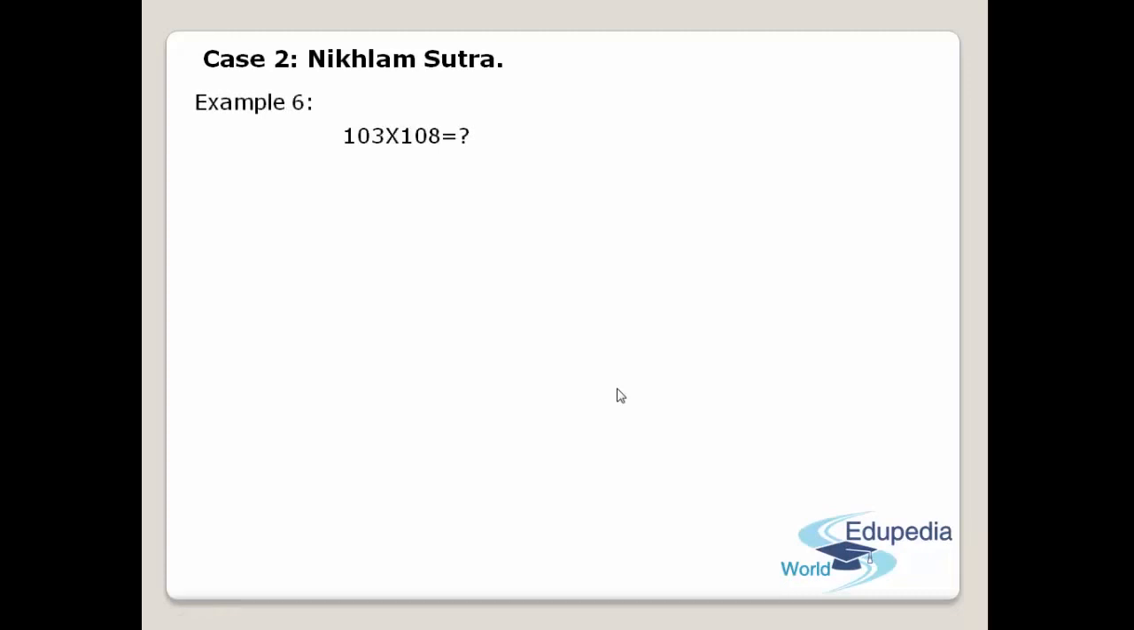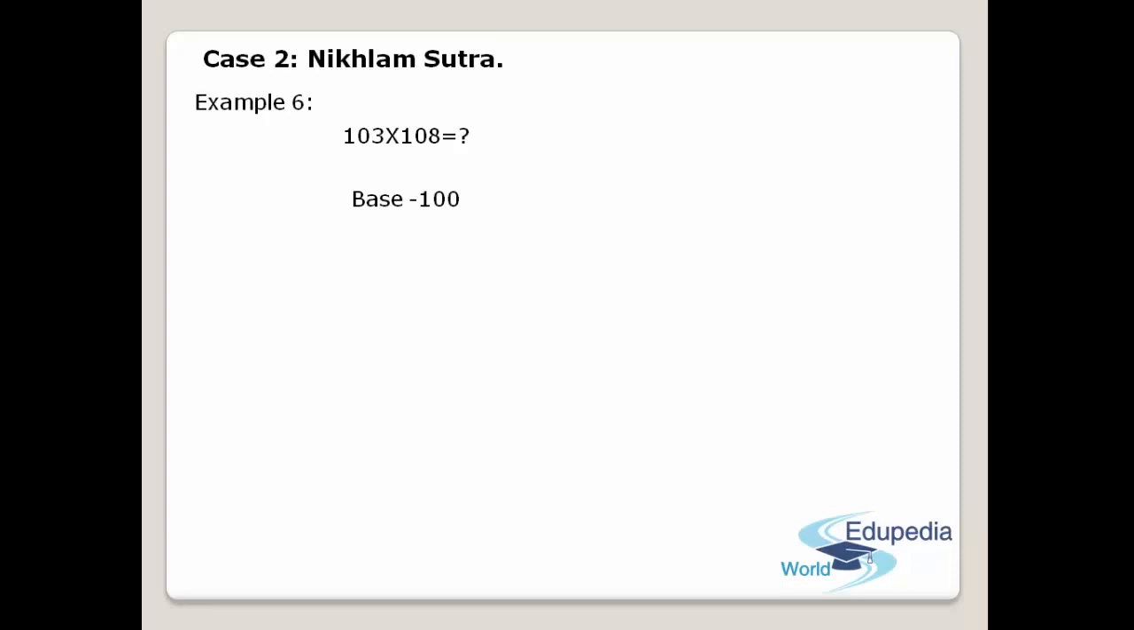Whenever you are multiplying any two numbers, first we have to check the base and keep in mind which case we are going to follow here. So, this is case number 2 Nikhilam Sutra. I have to keep in mind that the base that I take for these two numbers should always be less than these two numbers. Therefore, the base becomes 100 for these two numbers. Why? Because the base 100 is less than 103 and also 108.